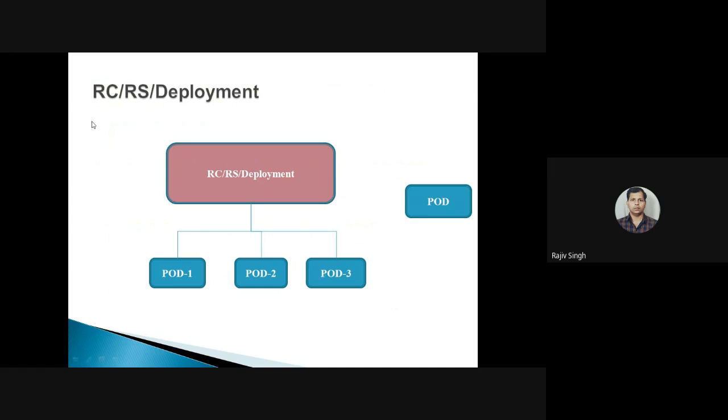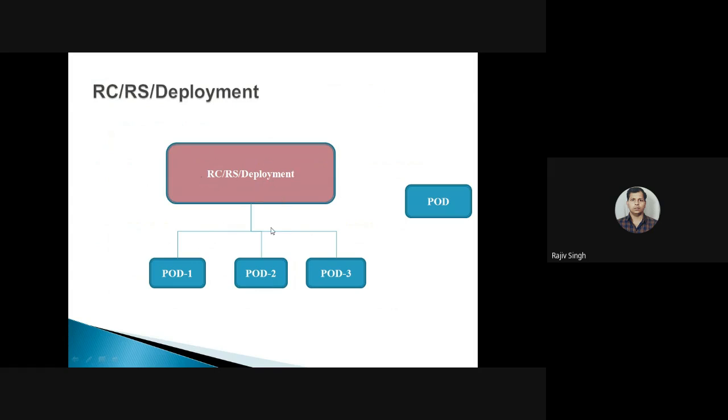So RC, as I already told you, and Deployment is the upgraded version of the RC and the RS. RC, RS, and Deployment are used to maintain the state of the pod. If 3 pods are working, then the 3 pods will keep working. If one pod gets deleted, suppose pod number 2 gets deleted, then this object will create another pod in the place of pod number 2. So this is the purpose of the RC, RS, and the Deployment.